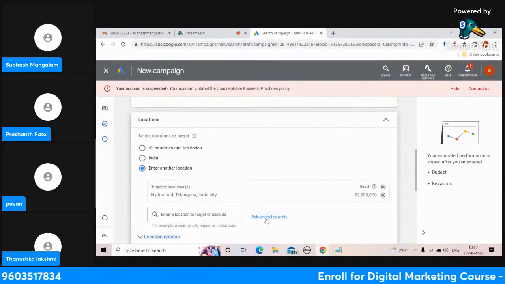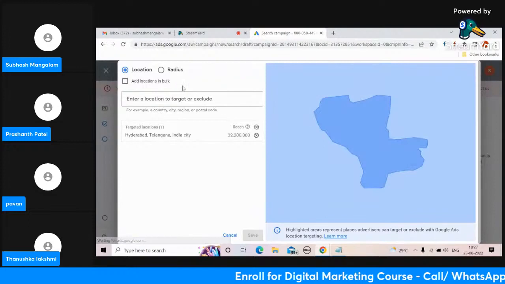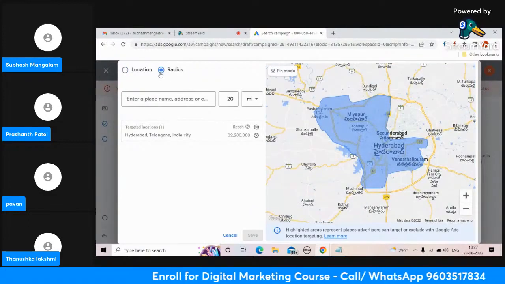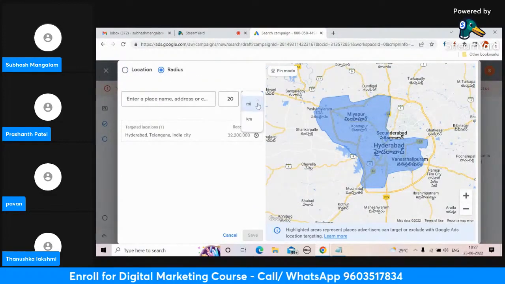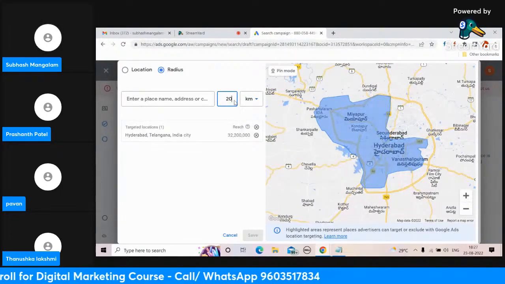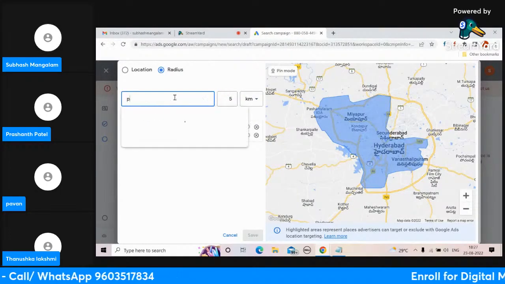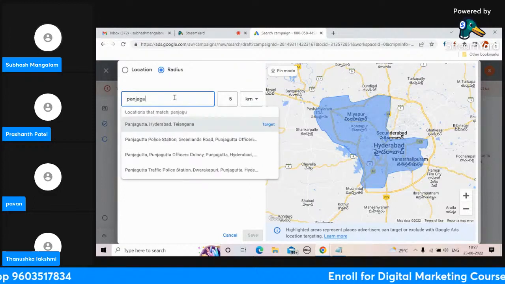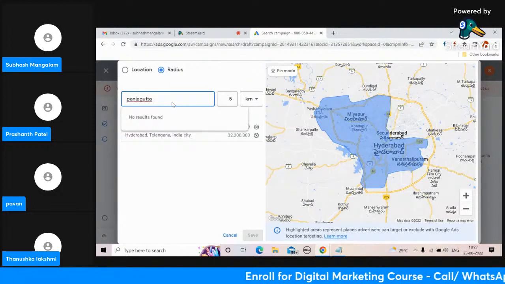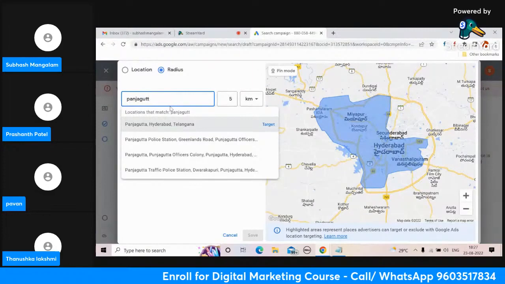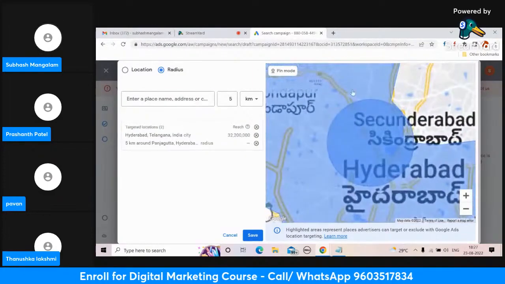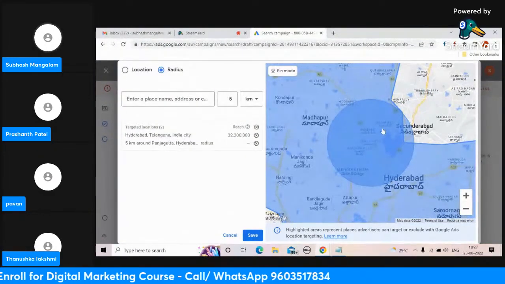That's why you click on advanced search. There is radius targeting. Now mention how many kilometers you want to target. This means I want to target 5 kilometers around my place, Panjagutta. Now, only these places. Now see here.